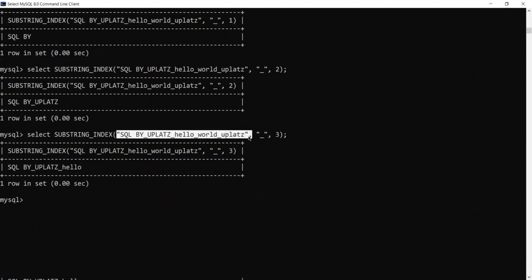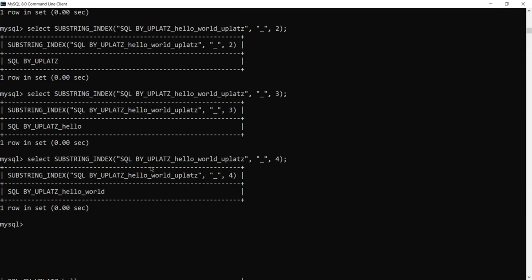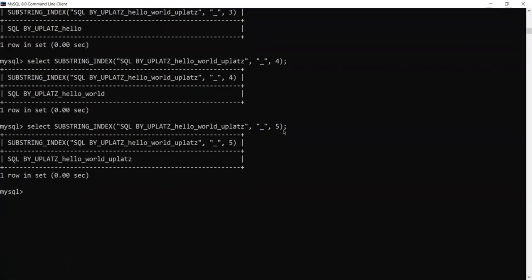Just the way a statement is, it will always try to evaluate from left to right. So my leftmost part will become the first section, then second, then followed by third, fourth, and so on. When I write something like this, I get hello world, and if I want to print my entire statement, then I get this. So that was substring index for you guys.